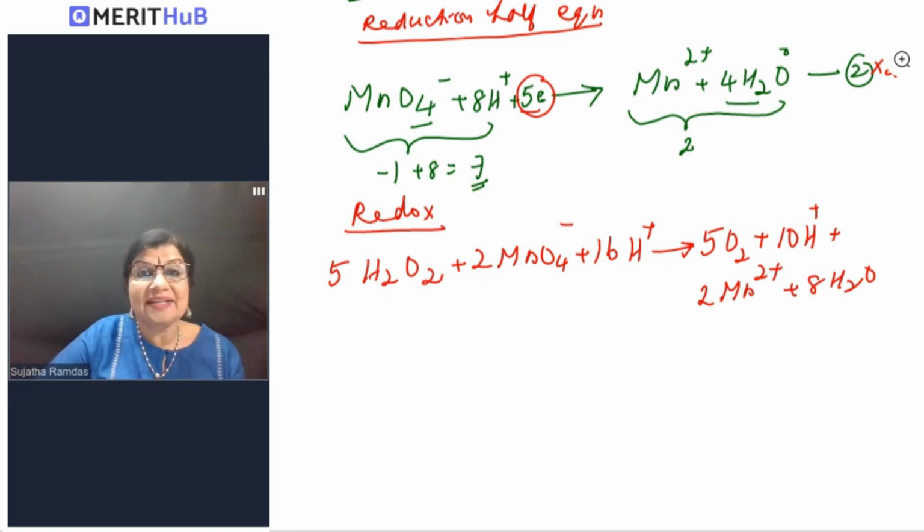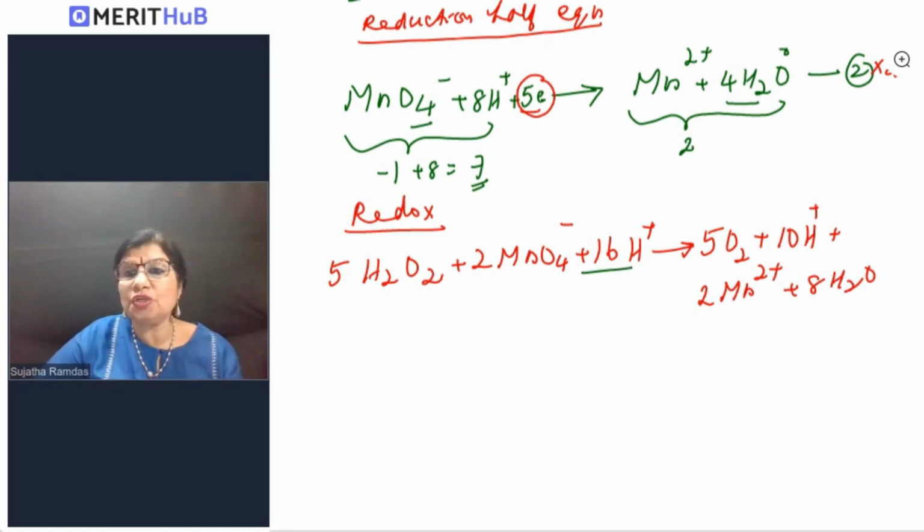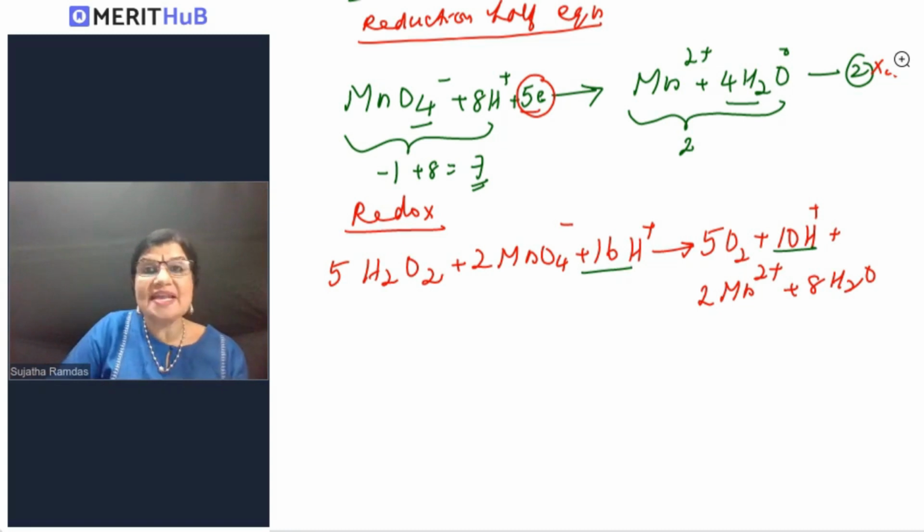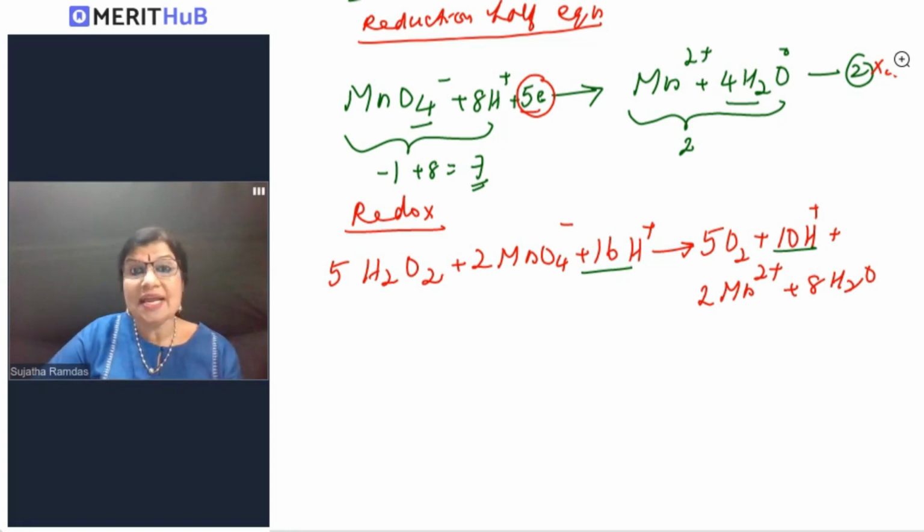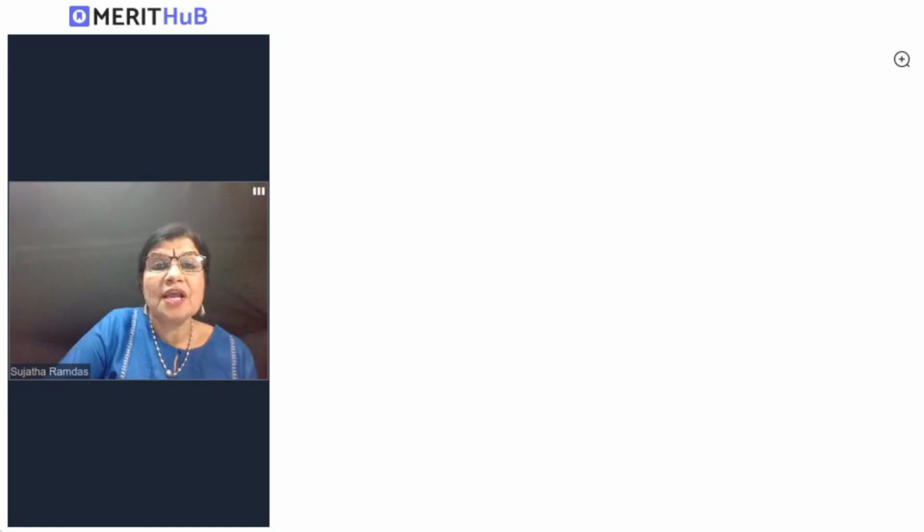So now, what is the final redox equation? To get the final redox equation, you've got like terms on both sides, 16H plus and 10H plus. So the final equation is something that I'll write on the next board, and we can do the calculations from that final deduced equation. So let's write down the equation here.